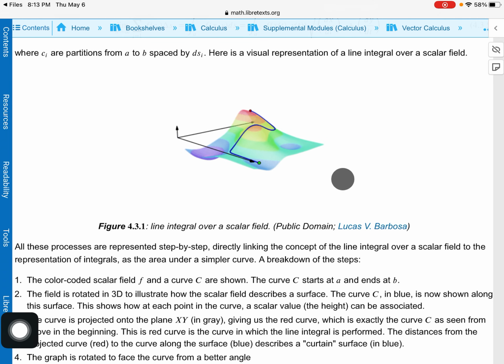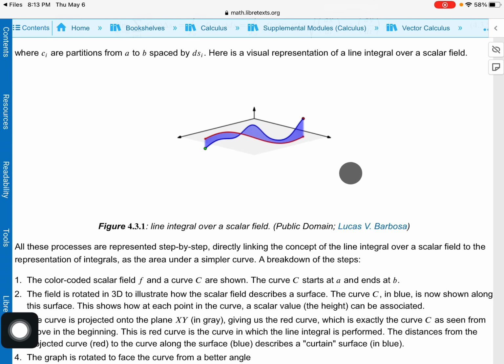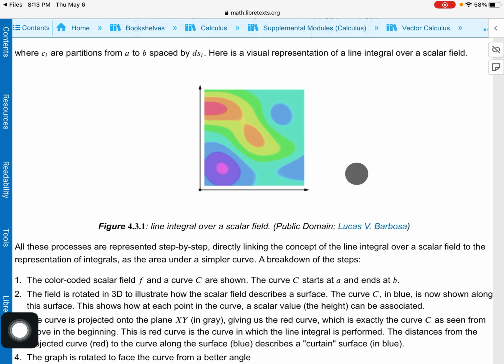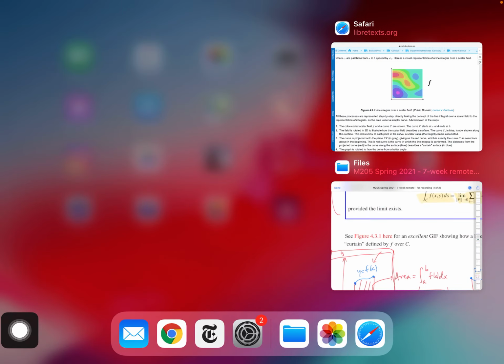So to view this one more time, again, you have the curve C on the function. There it is, it's on the function. The projection of that curve onto the xy plane is the red curve. And then the blue is the curtain that we're finding the area of. Notice that there's some curtain, so to speak, under the red curve. So as in single variable calculus, you don't just get an area. If the function has negative values, you get a net signed area of this curtain.